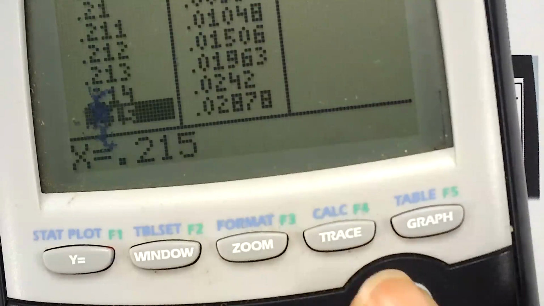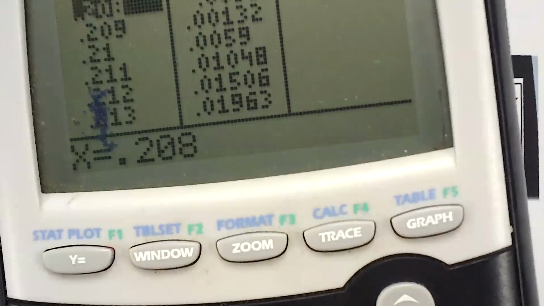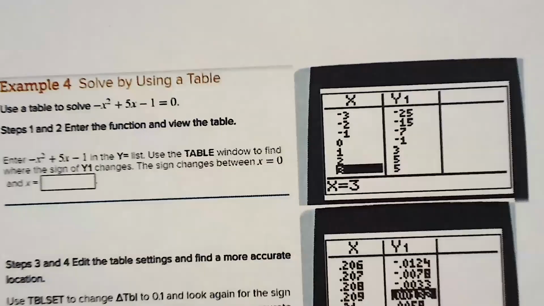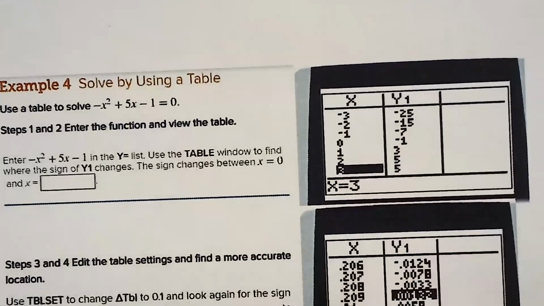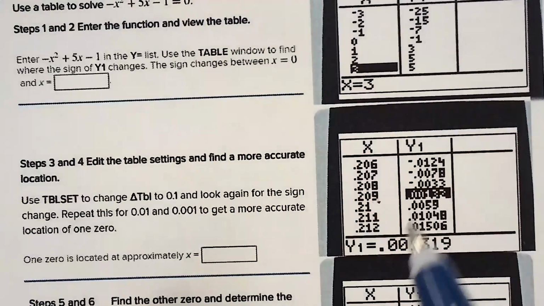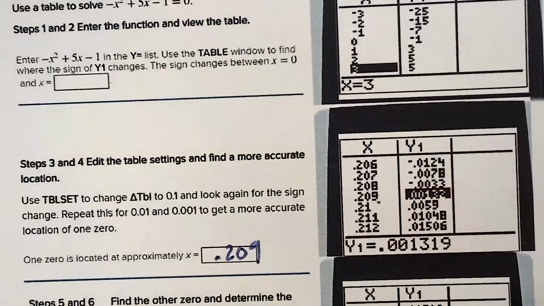So where did we change over at? Looks like my zero is in between 0.208 or 0.209. It's in between there where it came back to positive. 0.209, they say approximately 0.209. And then we look for the other end. It's going to be around 4 somewhere.